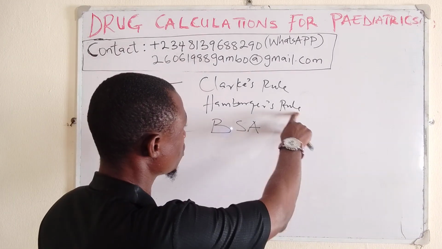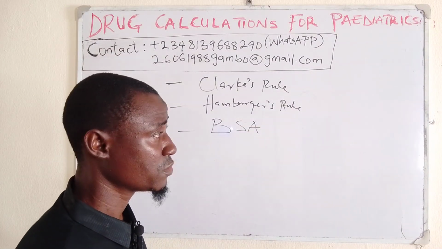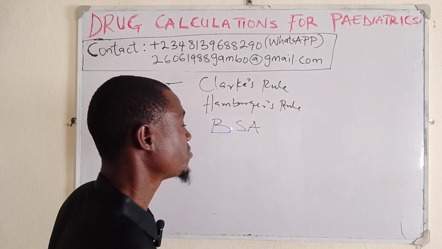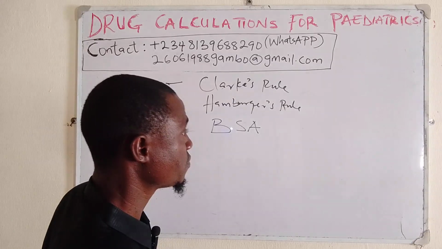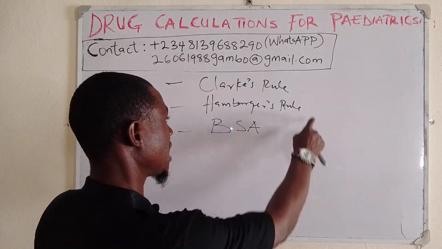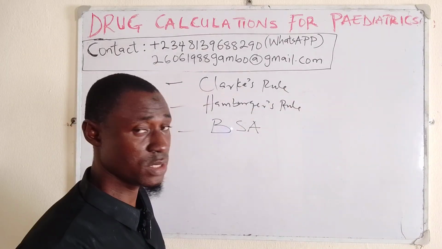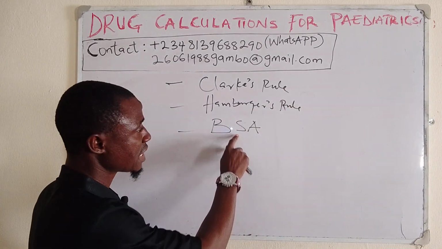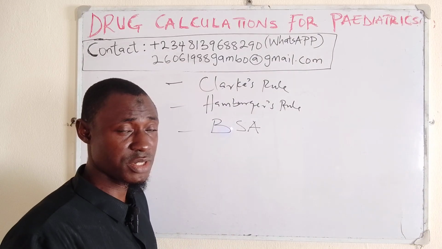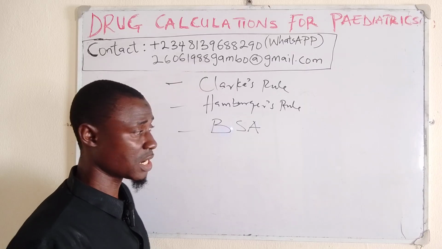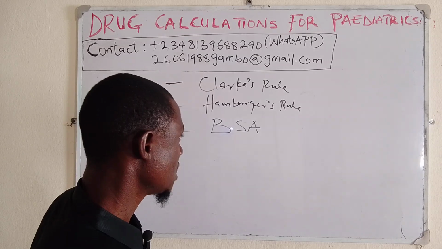Also, we have discussed the hamburger's rule, how you can use the hamburger's rule to calculate the dose of a drug. That has been done previously, and this aspect of the calculation focuses on the weight of the child in kilograms, while the Clark's rule focuses on the weight of the child in pounds. Then lastly is the body surface area, how to use the body surface area of a pediatric patient to calculate the dose that will be suitable for that child.